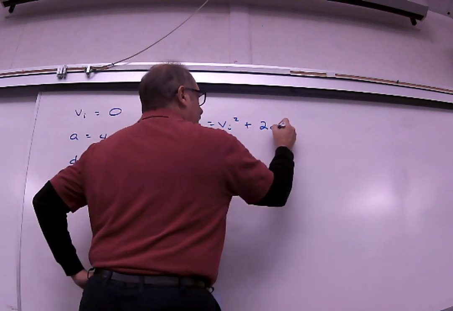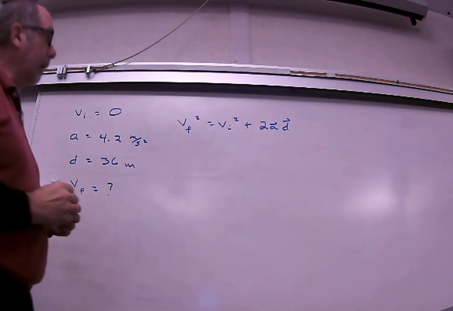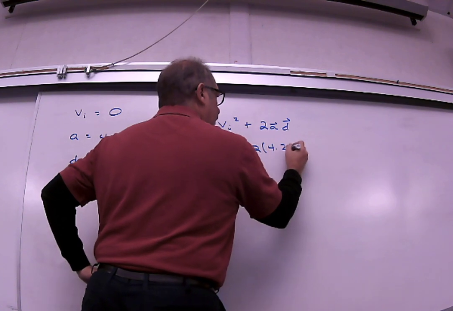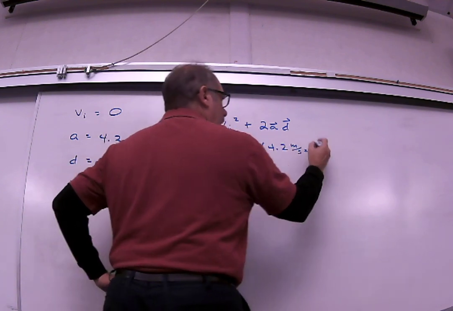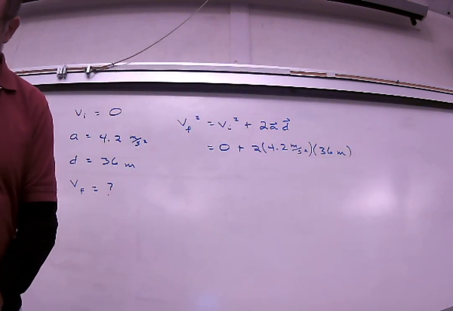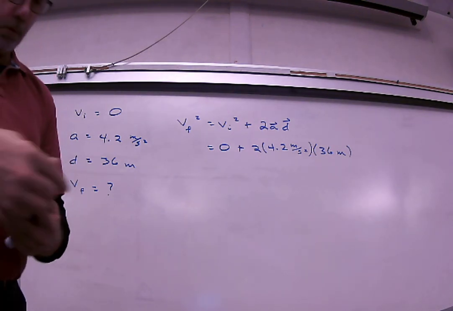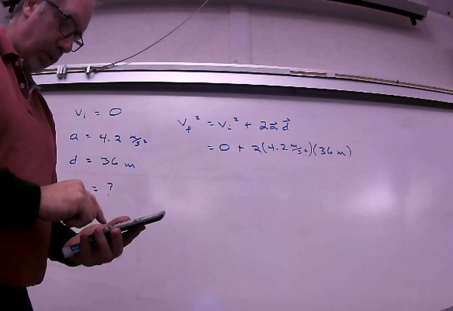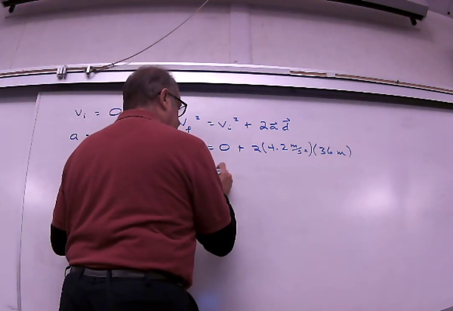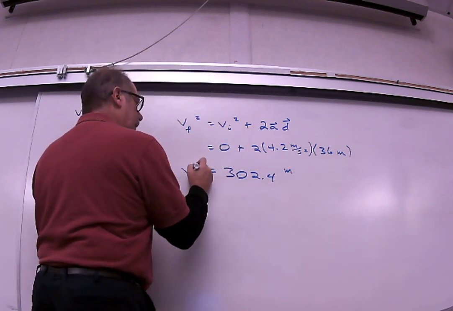v sub f squared is equal to v sub i squared plus 2 times a times d. All right, plugging your values in, 0 plus 2 times 4.2 meters per second squared times 36 meters. And breaking out my calculator, let's see, what do we get? 2 times 4.2 times 36 gives me an answer of 302.4.